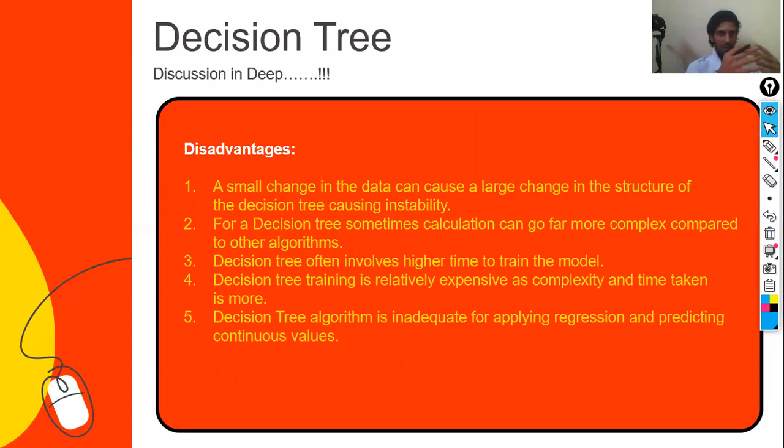But unlike every algorithm, decision tree also does not walk out without any disadvantages. So let's talk about the disadvantages now. Now here you can see that a small change in the data, guys, very important point, a small change in data can cause a large change in the structure of the decision tree, caused by instability.